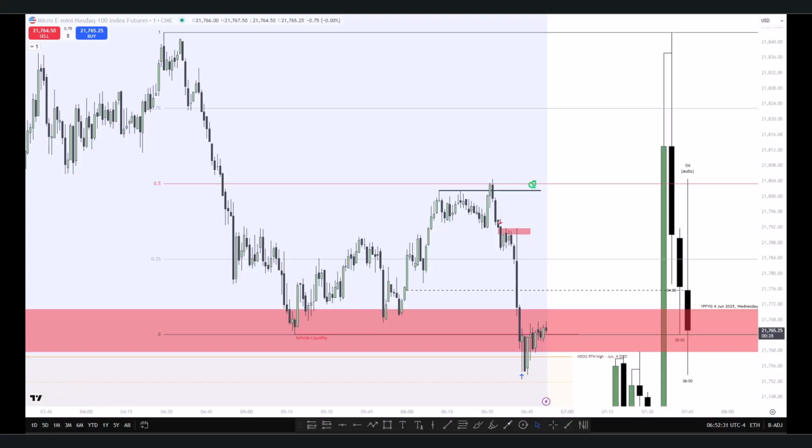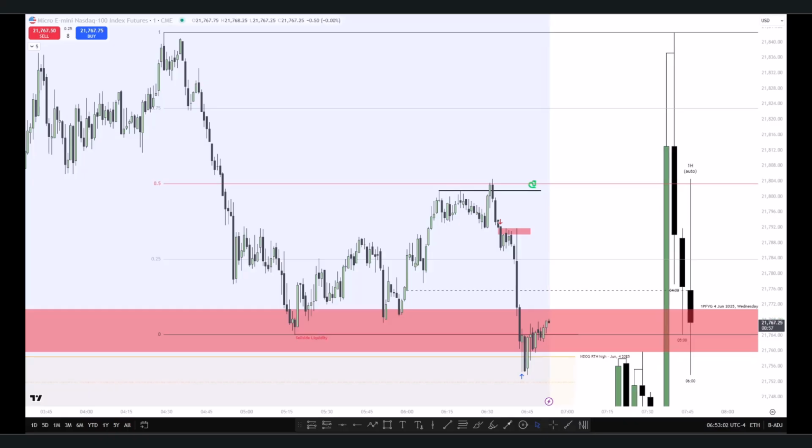And if you didn't see my series on first presented fair value gap, I'll leave a link in the description so you can check them out, where I'm sharing everything I discovered so far about first presented fair value gaps and how to use them. I've built a model that I specifically shared here today.